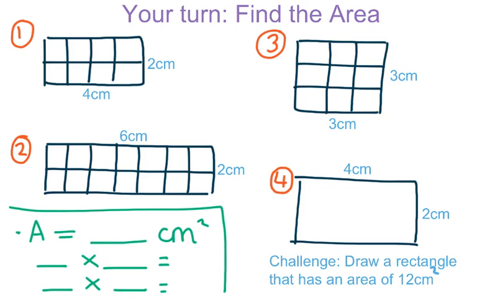And then, as a challenge, if you really want to push yourself, can you draw a rectangle that has an area of 12 centimetres squared? So you might have to play around and see what the lengths of the sides need to be so that the total number of little squares in the middle equal 12. Give it a go in your workbook and pause this video, and then when you come back I will go through the answers with you.